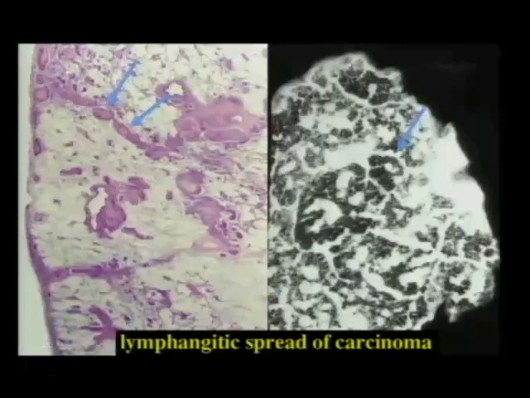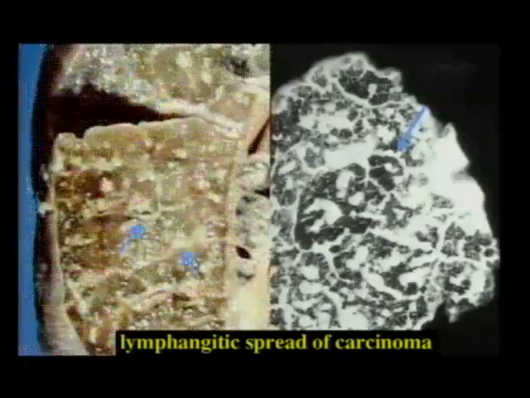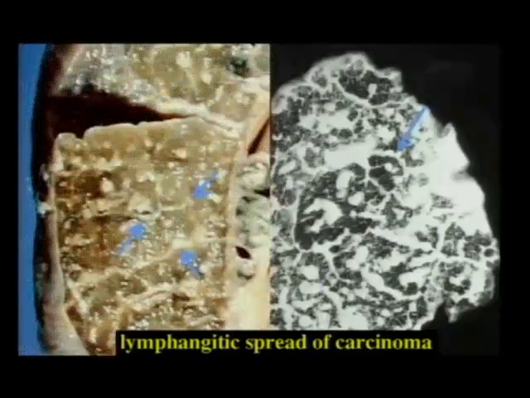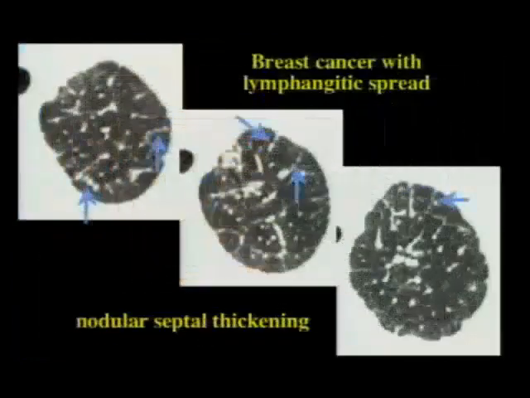Again, nodules within the septa are typical of a perilymphatic pattern. And here a lung slice in a different patient with lymphangitic spread of carcinoma, but you can again see nodular thickening of interlobular septa as part of this pattern, typical perilymphatic disease.